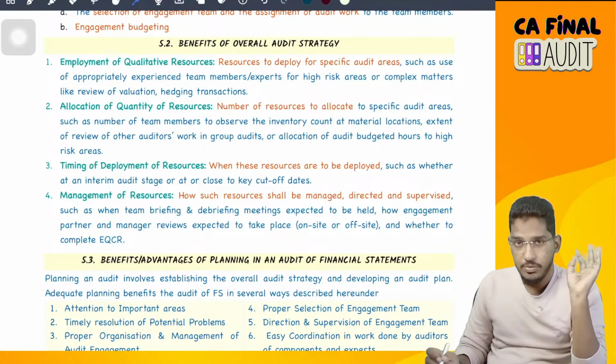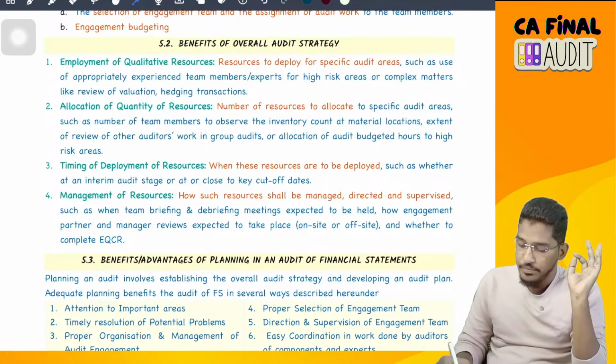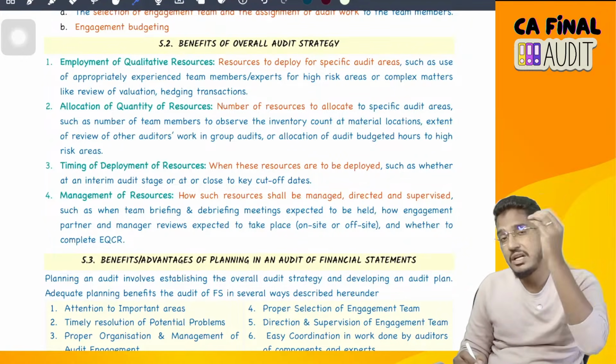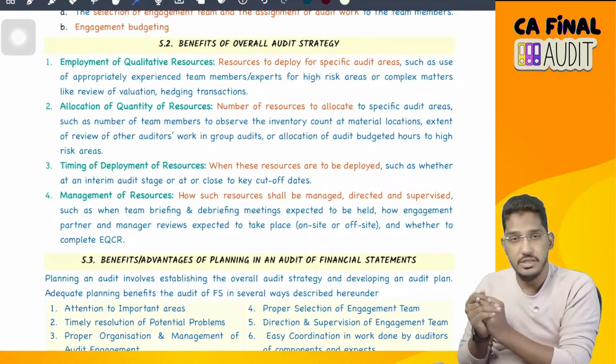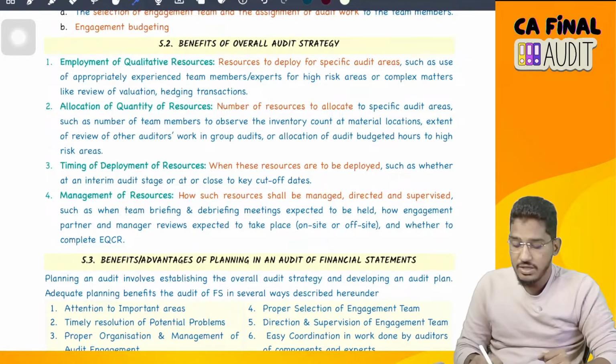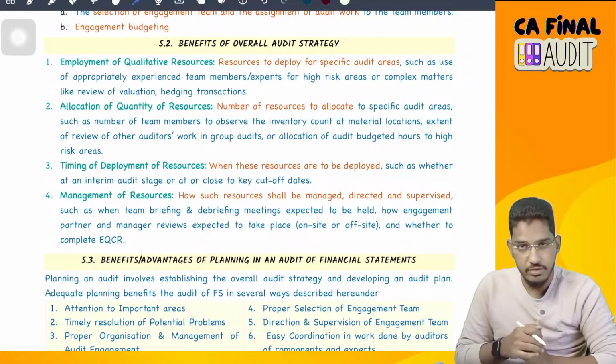Which resources are required to be deployed? Like, do you need experts? Do you need highly experienced team members or low experienced team members? If you need experienced team members, you will go and allocate them to the high risk areas. If you have less experienced team members, you will allocate them to the low risk areas. So by establishing the audit strategy, you can take better decisions regarding deployment of the qualitative resources.